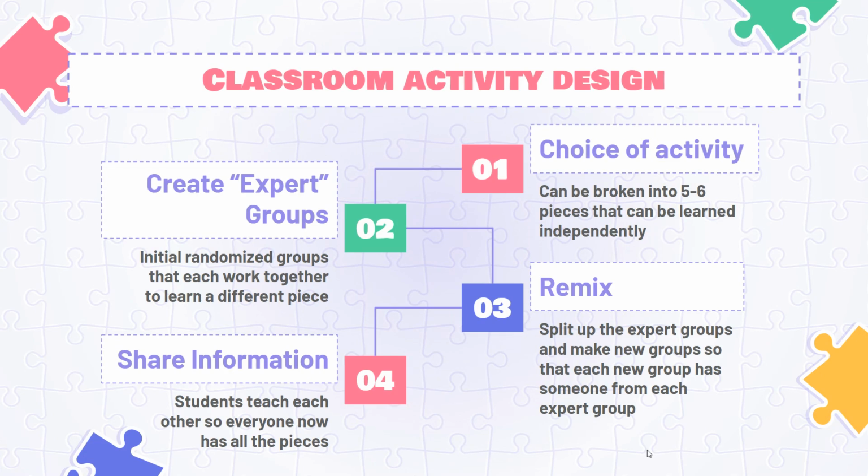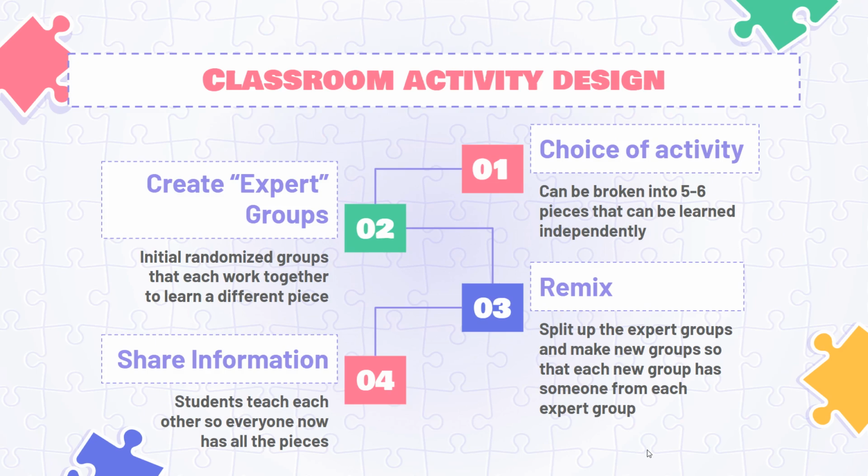The next thing you do is you remix them. So you take the expert groups, you split them up, and you make new groups. Every new group should have somebody who's an expert on each piece of it. Then they come together and they share the information. So they teach each other. So now everybody has all of the pieces and everybody has learned a little something from another person. So that's the sort of basic overview of it.